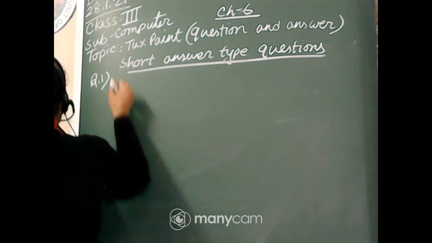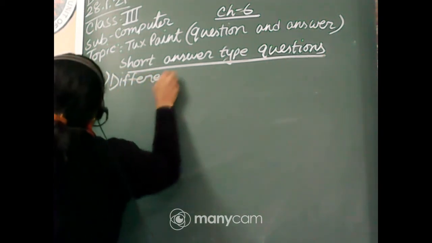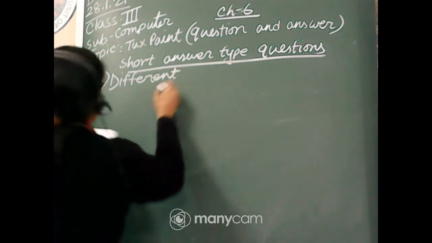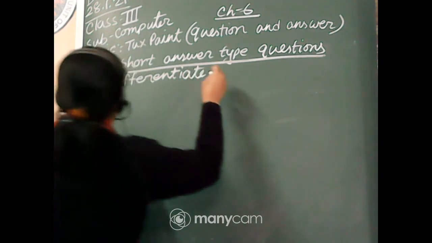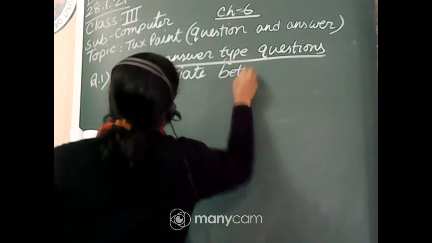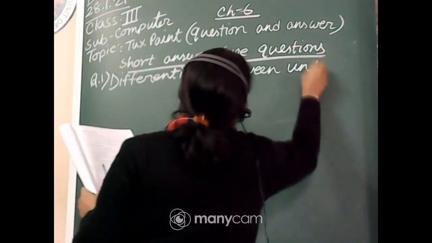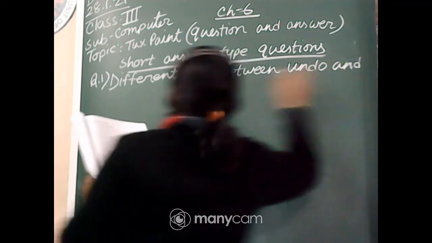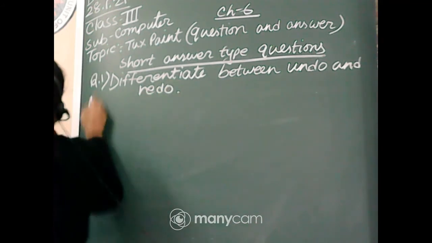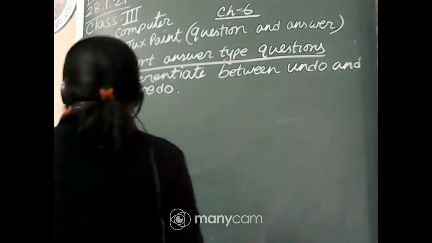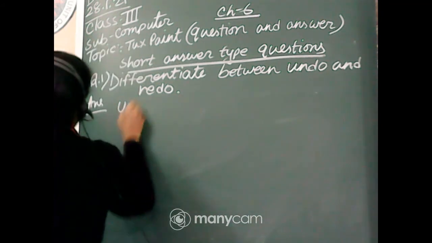Differentiate between undo and redo. Okay, now write down the answer. Difference between undo and redo. Write down first, undo.